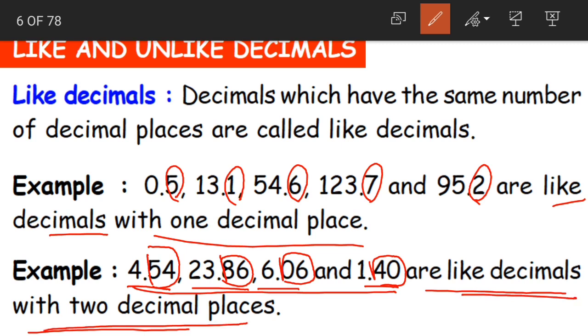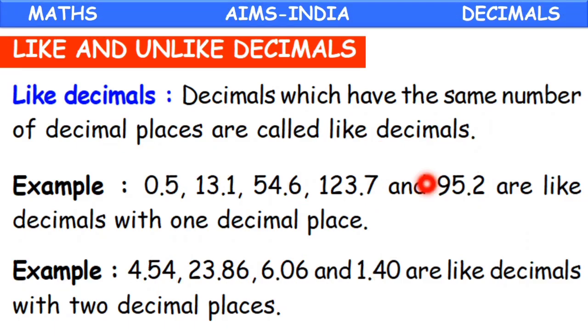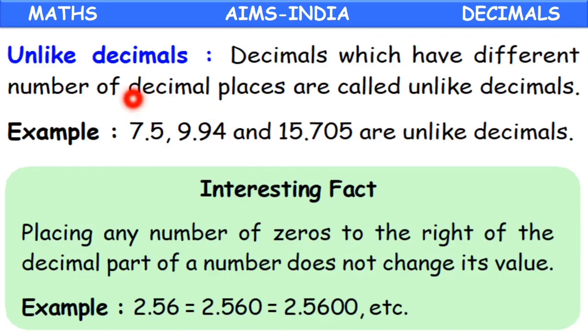Yes, let us repeat again. Decimals which have the same number of decimal places are called like decimals. Now can you guess what unlike decimals can be? See, like decimals have the same number of decimal places. So what will unlike decimals have? Unlike decimals will be those decimals which have different numbers of decimal places.